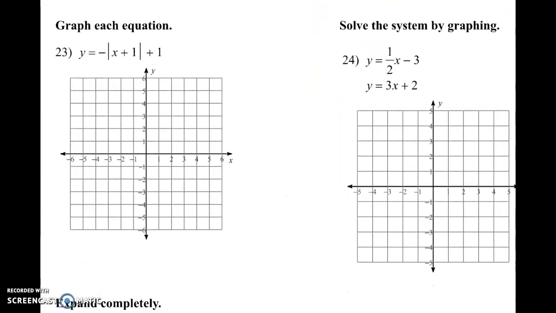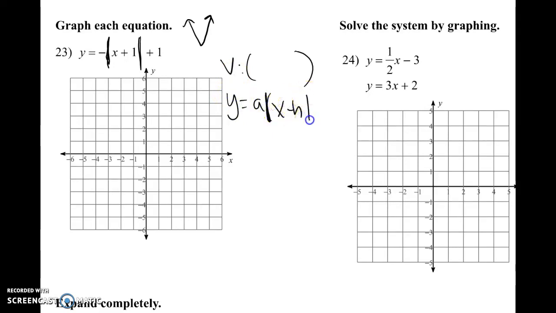All right, 23. Now, let me note that there are absolute values here. So I'm going to recall that an absolute value graph is a V. And I need to find my vertex. So if we recall, we have y equals a absolute value x minus h plus k. So my vertex is h comma k. So notice the negative here, so I have to flip that sign and put a -1. And I have a positive sign here, so I keep the sign of k. So my vertex is at -1, 1.